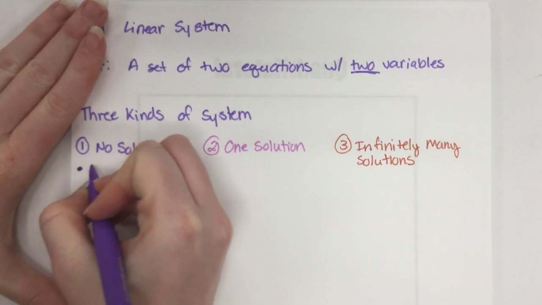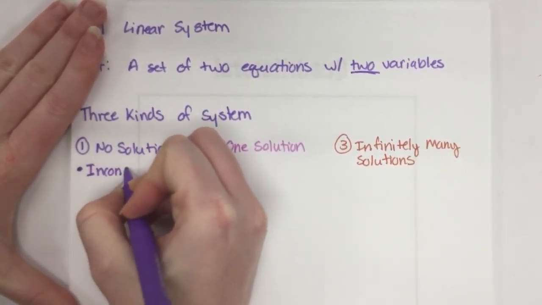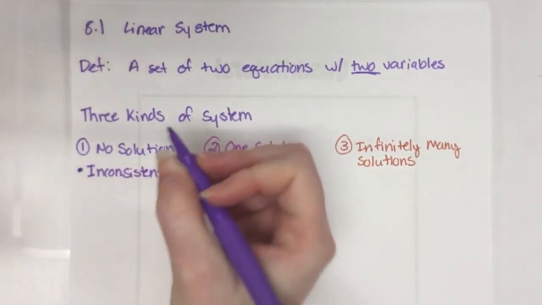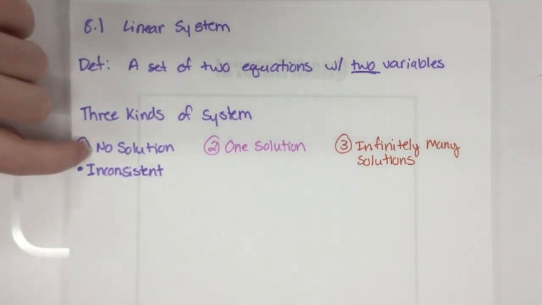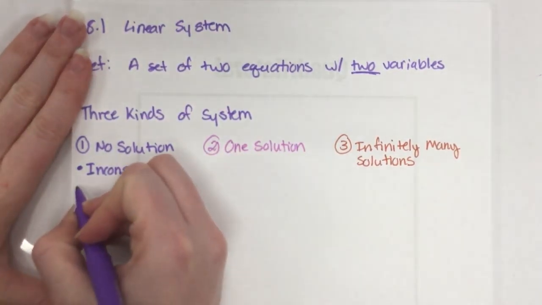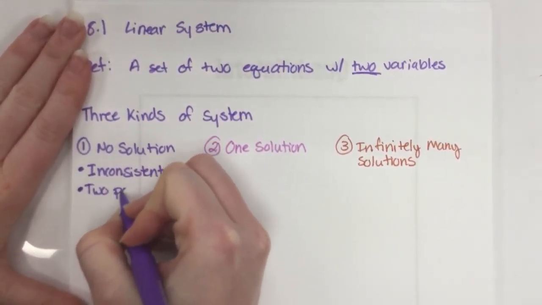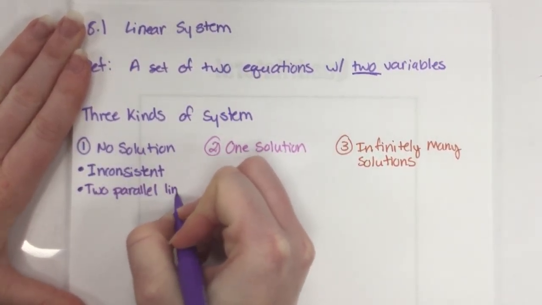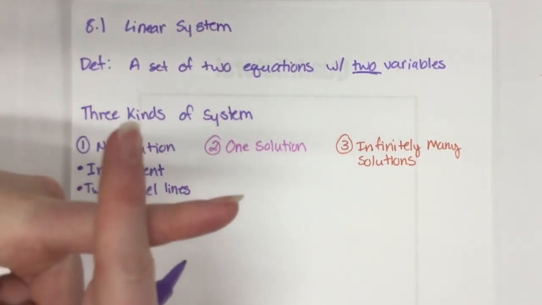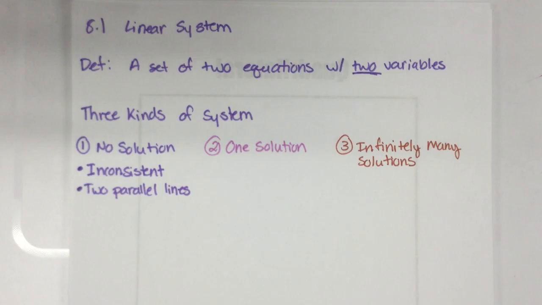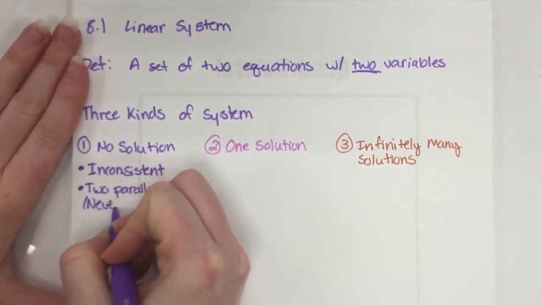Okay, so no solution, the fancy name for this is called inconsistent. And because it's inconsistent, we don't have this common thing that happens all the time, which is the solution. The way I remember it is, oh yeah, it's inconsistent, so it's not happening. Something's not going right, therefore I don't have anything. What it consists of on a graph is two parallel lines. Because they're parallel, they never intersect, and therefore they never have something in common, which would be the solution.